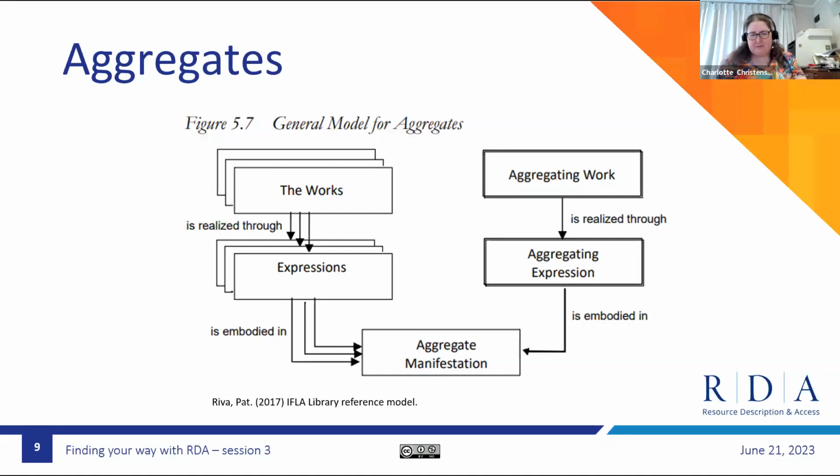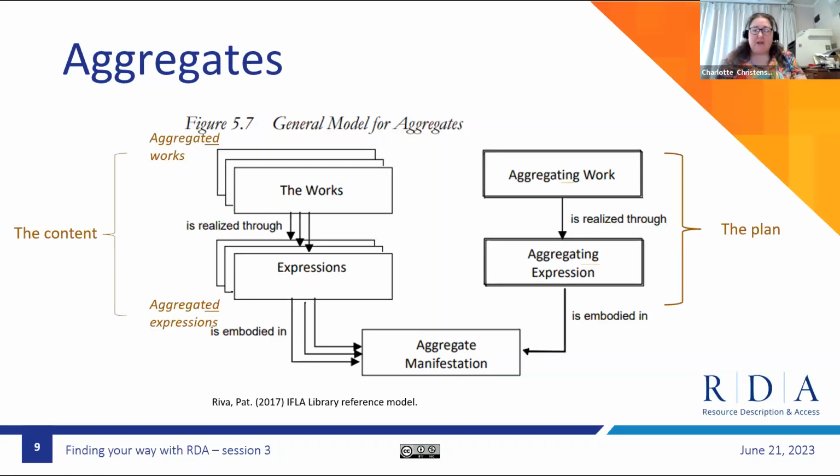Now, there are different types of aggregate, which are talked about in the official RDA guidance, but the differences relate to the content on the left of the diagram. What's on the right does not change. Official RDA distinguishes the left and the right works and expressions, at least in English, by the suffix. The aggregating expression and work are the work and expression that cover the plan, while the aggregated expressions and works are the ones that got pulled together by that plan for inclusion.